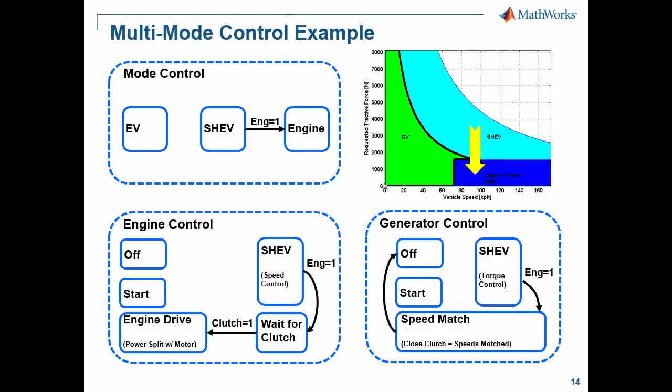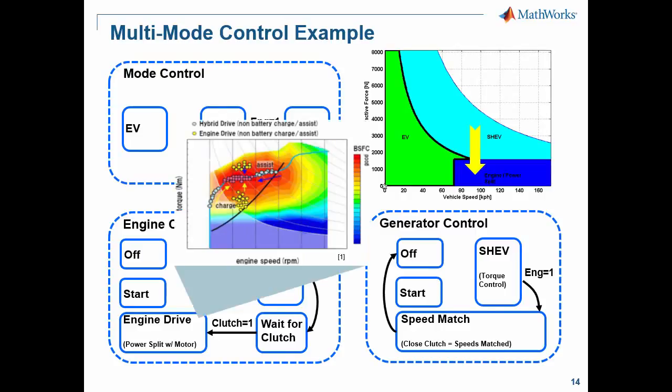When the speeds are matched to a specified tolerance, the clutch is closed. Once the clutch is closed, the generator transitions to an off state, and the engine transitions to an engine drive state that allows power split with the motor. Power split with the motor allows the engine to operate at its most efficient BSFC points. The motor can be used as a trim control to provide torque assist or charging, and keeps the engine operating point from moving off its ideal operating line.